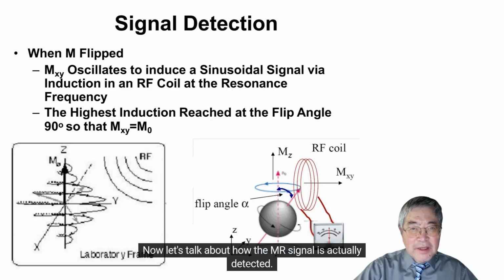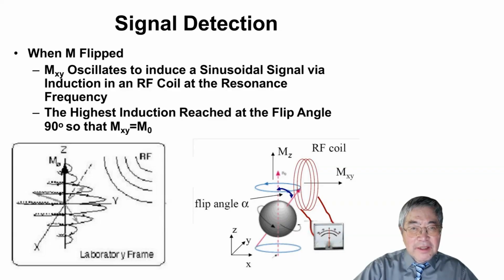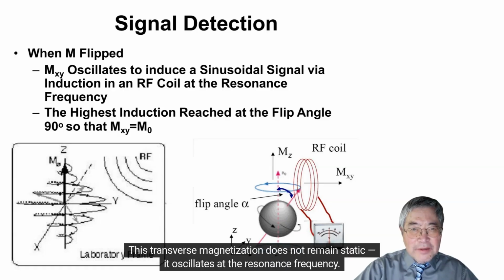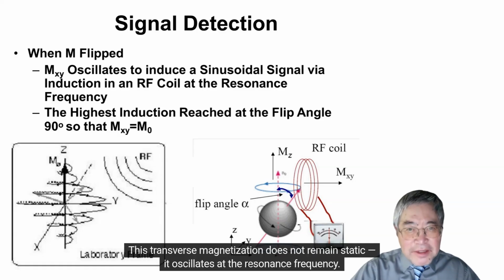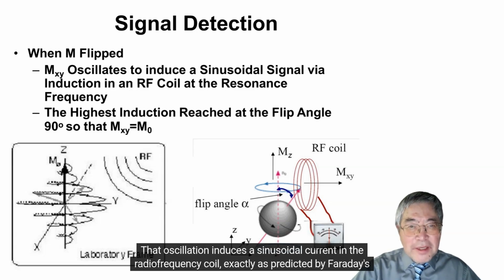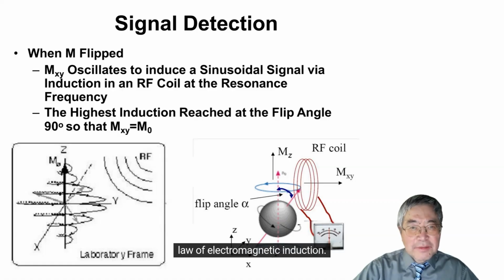Now let's talk about how the MR signal is actually detected. When the magnetization vector, capital M, is flipped away from the z-axis, it develops a transverse component, which we call Mxy. This transverse magnetization does not remain static, it oscillates at the resonance frequency. That oscillation induces a sinusoidal current in the radio frequency coil, exactly as predicted by Faraday's law of electromagnetic induction.